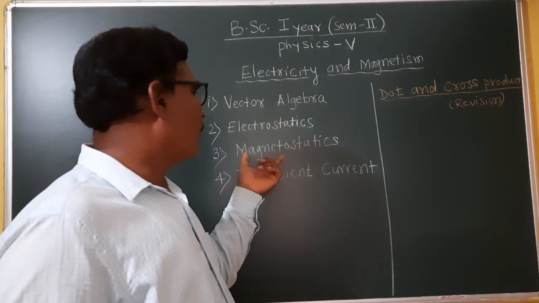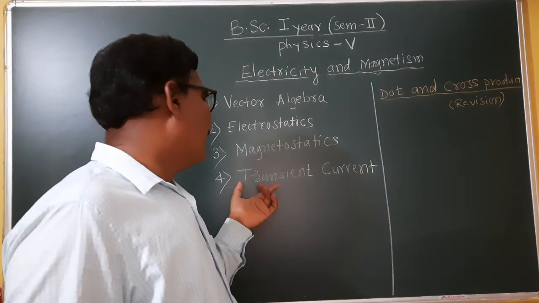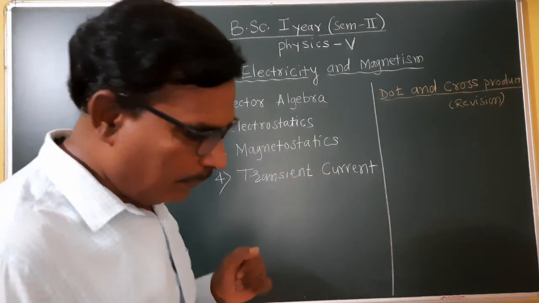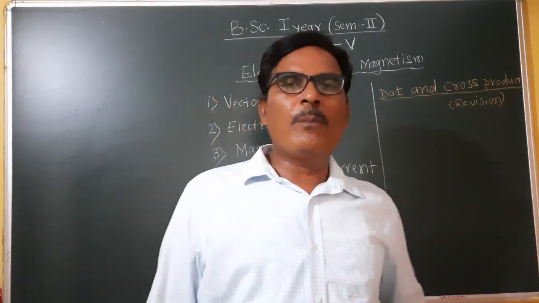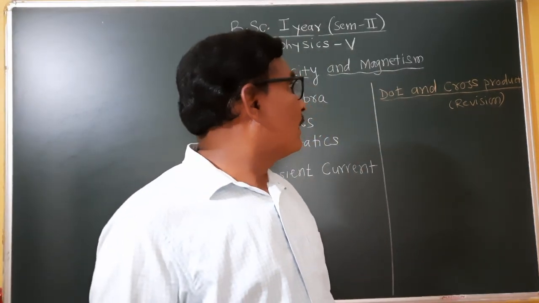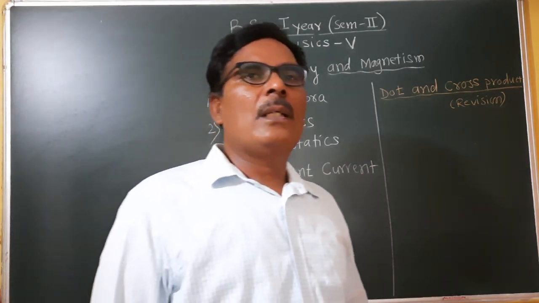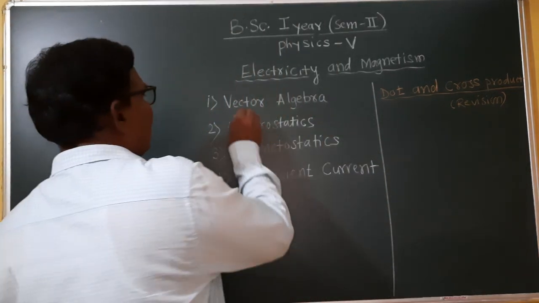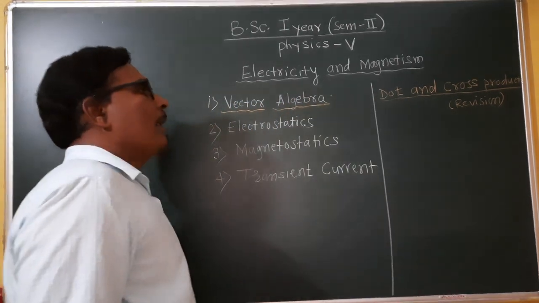Also one more topic is magnetostatics, in the magnetism, and the last one is again electricity, that is transient current. These are the 4 topics we are going to consider in this course. So this course is very important for the B.Sc semester second, and today we are going to start topic number 1, that is vector algebra.